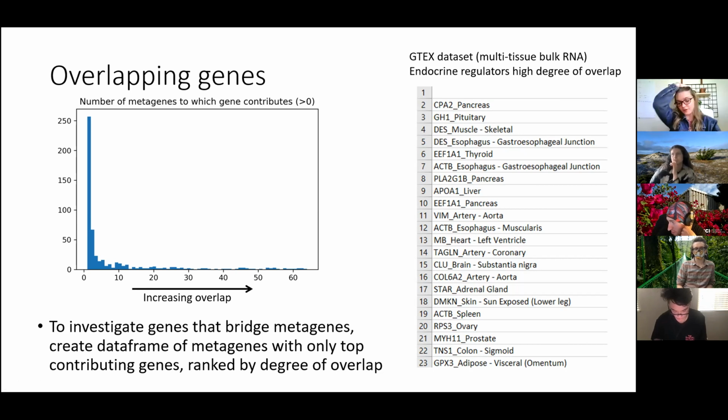The goal of this project was to look at communication between tissues, and we were hoping to see some endocrine regulators, and we did. We have a GH1 from the pituitary, and some of these I don't know much about, but Marcus has told me that we couldn't have made up better data. It's pretty interesting how many endocrine regulators are overlapping the metagenes.